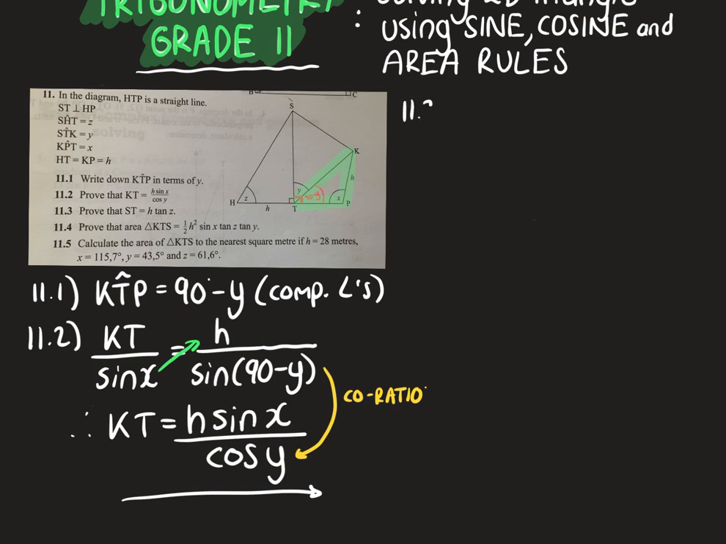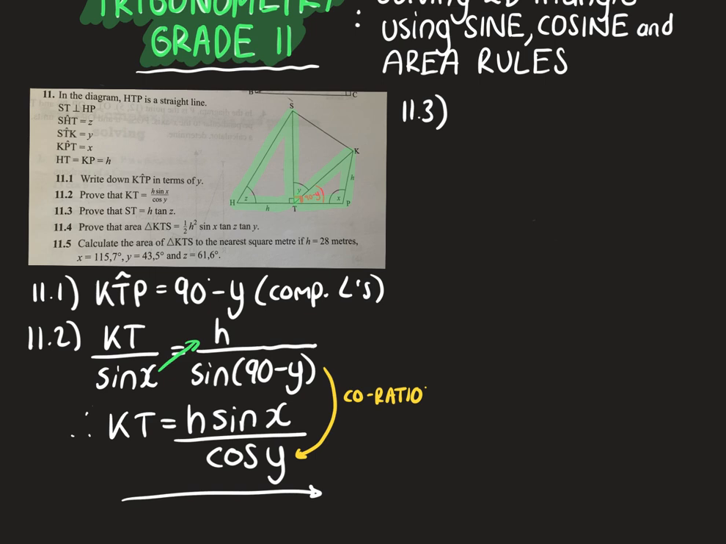Let's look at number 11.3. We are dealing with ST, so let's highlight ST quickly, and we are looking for H tan of Z. ST is a part of this triangle, which we can now use SOHCAHTOA for, because it's a right angle triangle. Remember, the KTP triangle is a non-right angle triangle, therefore I used my rules. But SHT is a right angle triangle, which means SOHCAHTOA is in place.